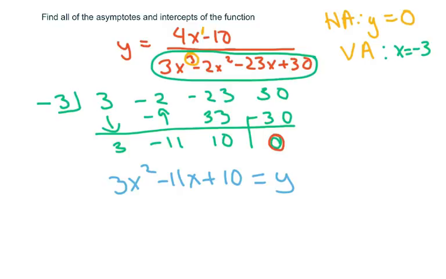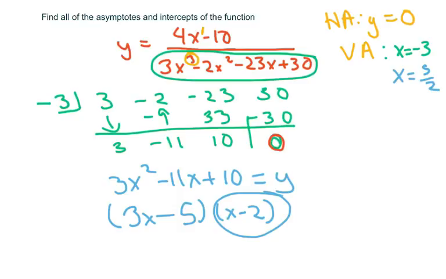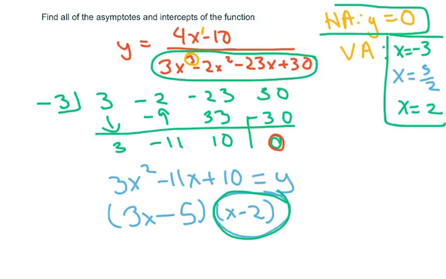But we want to find where y is 0. So we're going to factor this as 3x and x, minus 5 and 2. So if x is 5/3, that would present a problem because you can't divide by 0. Remember, vertical asymptotes exist because you can't divide by 0. And for this one here, that would be x equals 2. So in this case, we have 3 vertical asymptotes and our horizontal asymptote here.